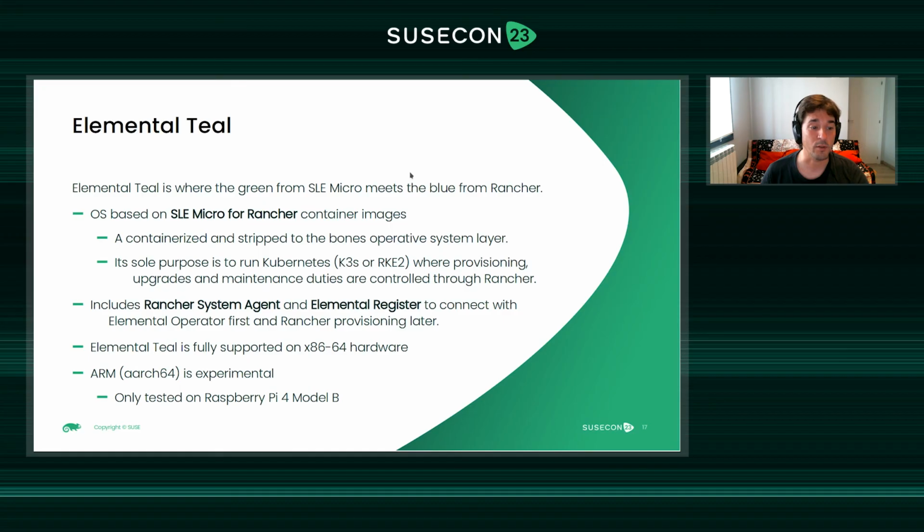Elemental Teal is fully supported on x86 architectures, and we also provide experimental ARM builds. ARM builds are called experimental because for now they are only tested on Raspberry Pi 4 Model B. Since they are only tested on Raspberry Pi, and currently it's hard to actually get a Raspberry Pi, this is considered experimental for the time being. As soon as we get some business demand for a specific ARM board, we're going to dive into it and provide whatever is needed.